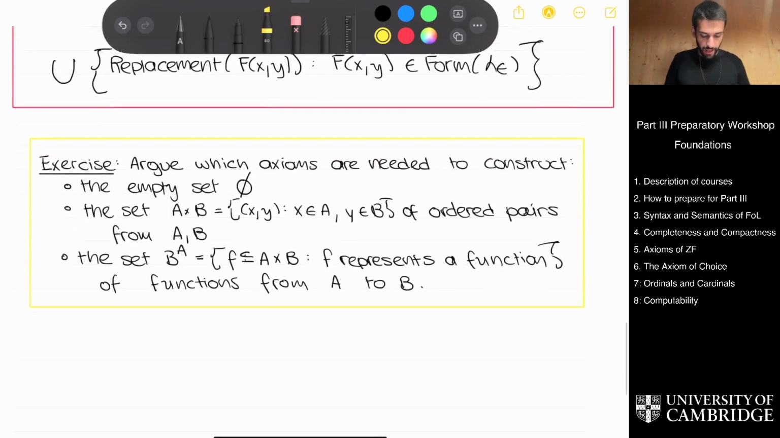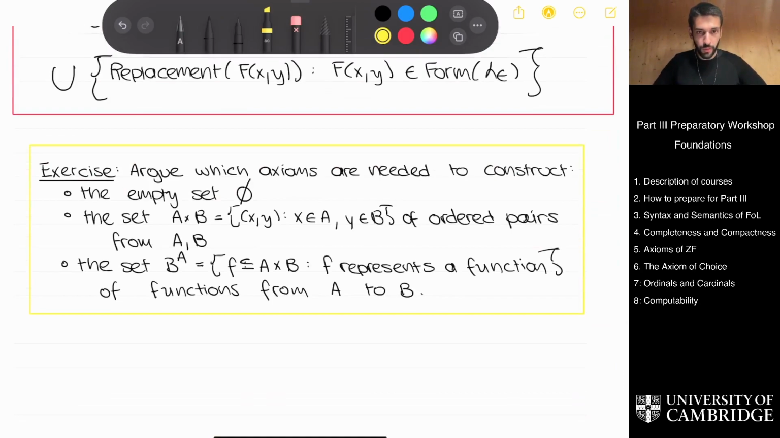Okay, I'll finish with an exercise. So what I'd like you to do is to argue and try to figure it out for yourselves which axioms of the 8 axioms I gave you above are needed to construct the following sets. So first of all, the empty set. Secondly, the set of ordered pairs coming from 2 sets A and B. So this is denoted, as you probably know from a first year mathematics course, as A times B, and it has all the ordered pairs. But what I want you to do is to justify why this always exists as a set, provided that A and B do, and which axioms are needed for this.